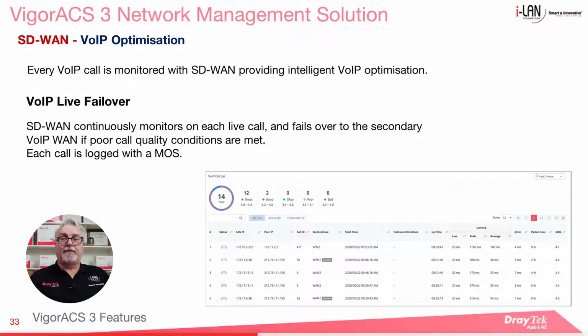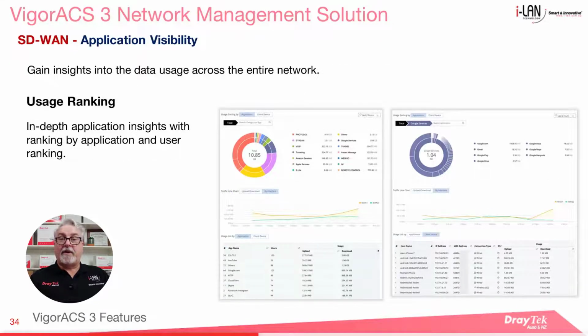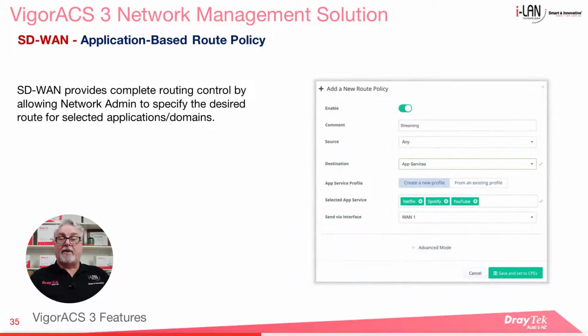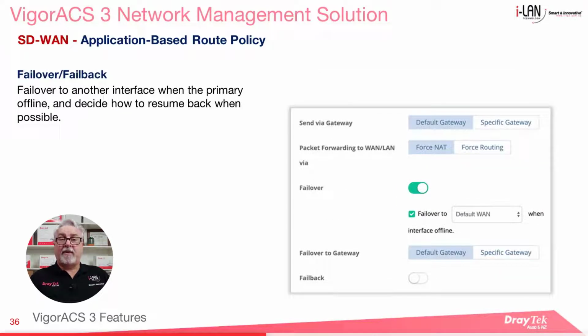The application visibility feature lets network administrators understand data usage. It shows which LAN clients and applications are used at a particular time. Based on the application visibility, network administrators can create SD-WAN policies to send business-critical applications through the best quality interface. It also allows the network administrator to specify the desired route for selected applications or domains. In addition, there's a failover option to use a secondary WAN connection should the primary WAN fail for some reason.